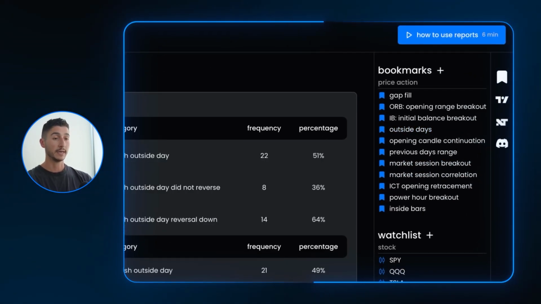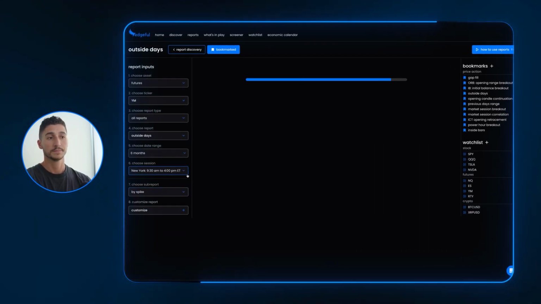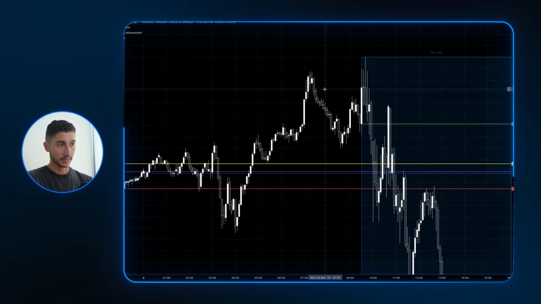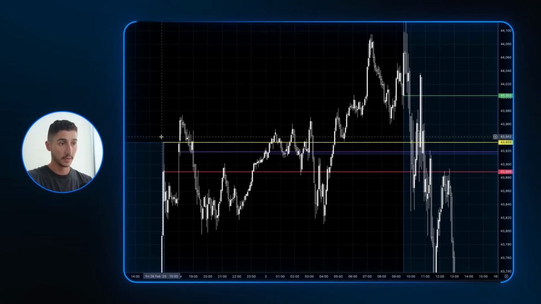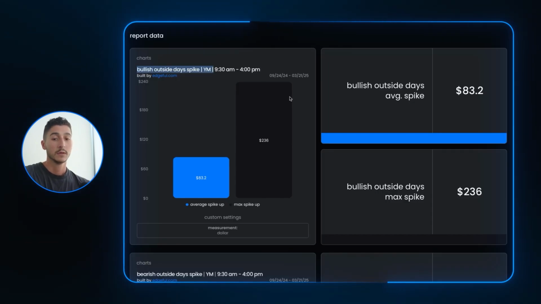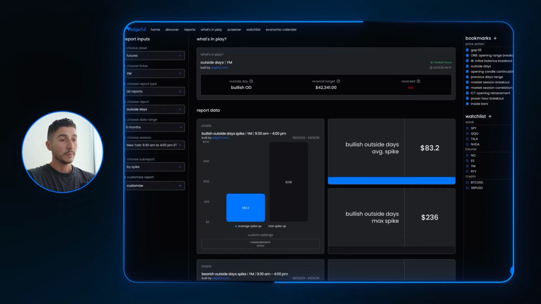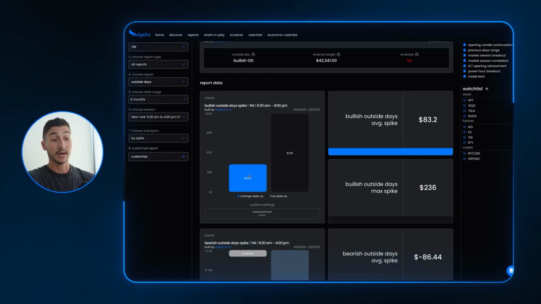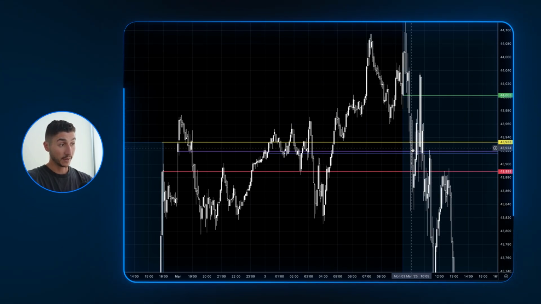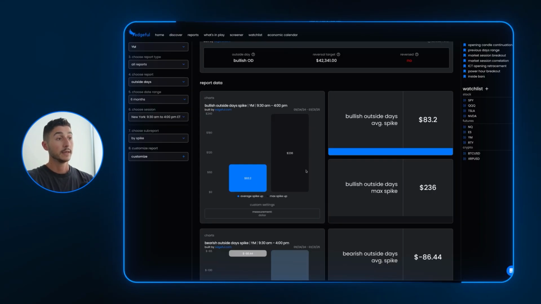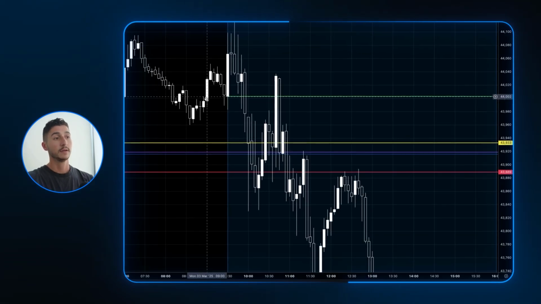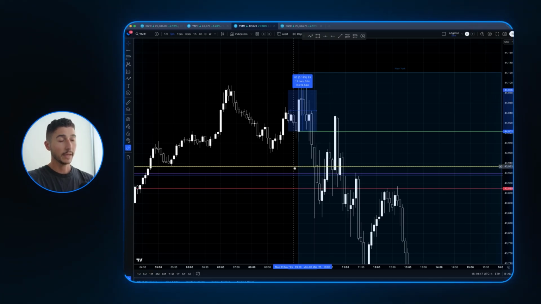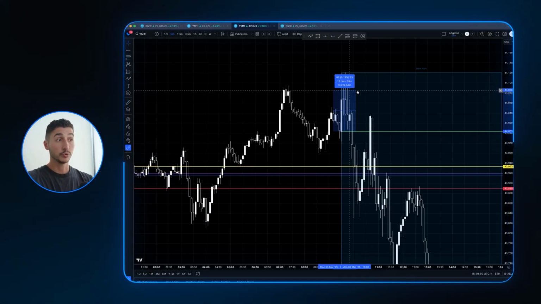Next is the outside days. If we go to the buy spike here, you can see that bullish outside days, which is what we're looking at here, means price opens above this yellow line, above yesterday's high, the previous session's high. In this case, the average spike up before price comes back down to touch this yellow line is 83 points. So again, we're going from the open up 83 points. And now this is where you should expect to look for your entries.